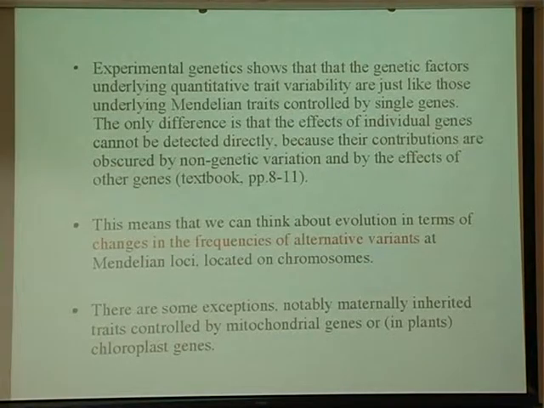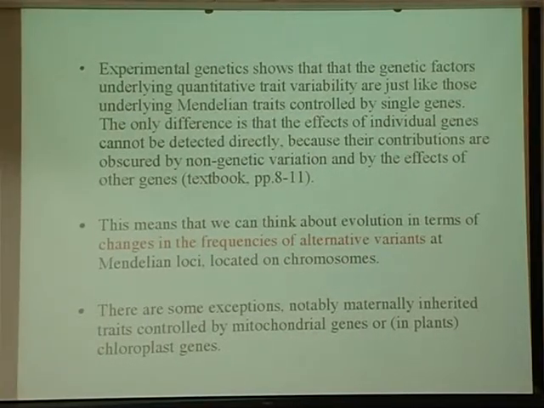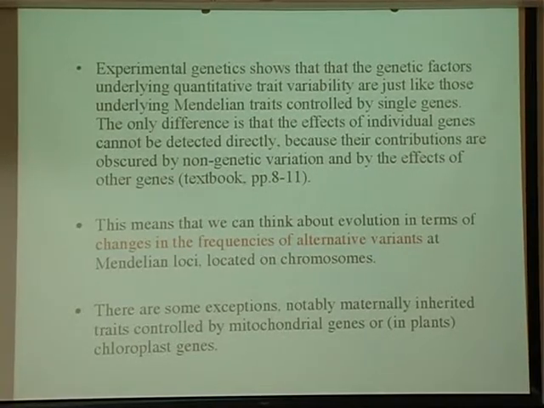That was historically a big step forward in the early history of evolutionary genetics and the beginnings of the 20th century, because that means essentially we can think about evolution really in terms of changes in the frequencies of these alternative variants, even if we're thinking about a trait that's rather complicated and controlled by a vast number of loci.